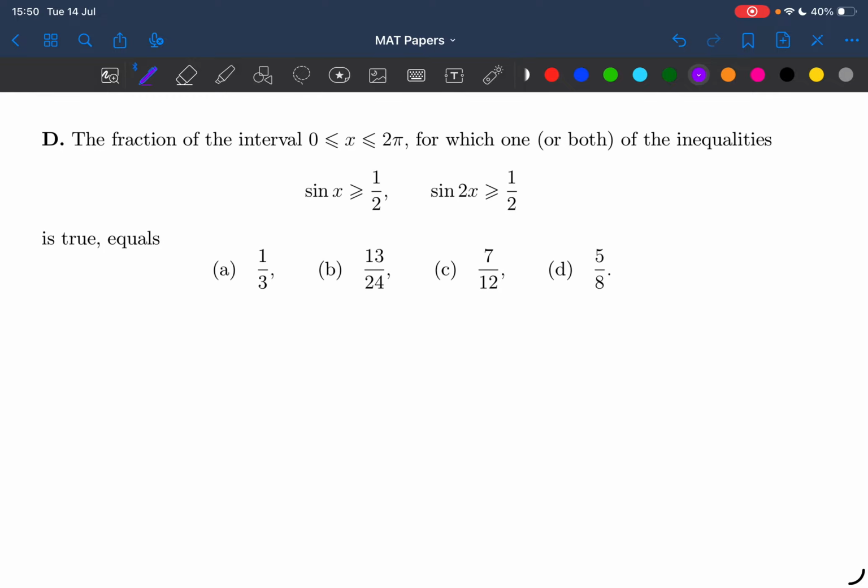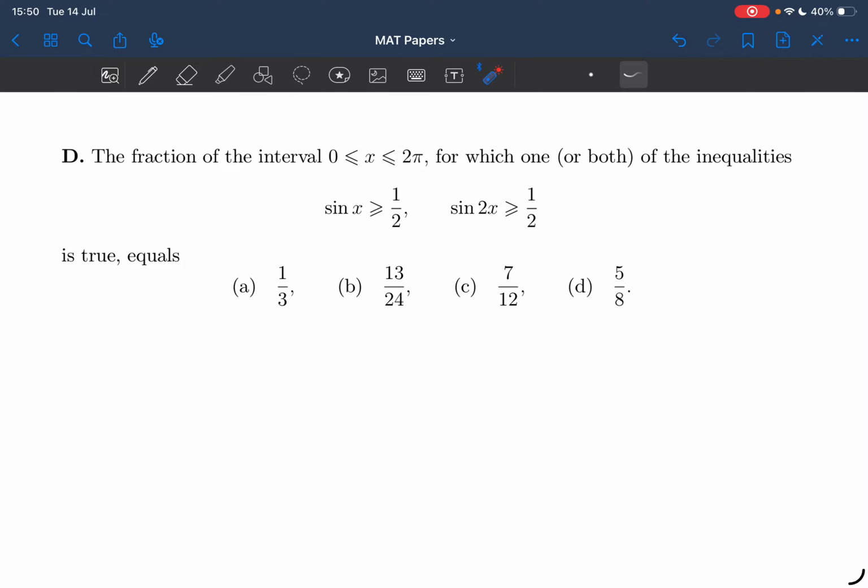For part D then, we need to find the fraction of the interval 0 to 2 pi for which one or both of these things are true. Okay, so let's think when we have a half of both and it's sine on both. So if we think about doing sine inverse of a half, what numbers do we get from that? Well, the first one is 30, which is pi on 6. And then 150, which is 5 pi on 6.